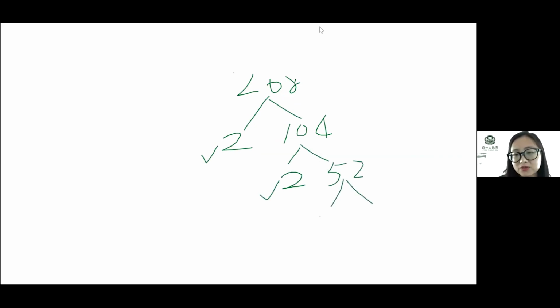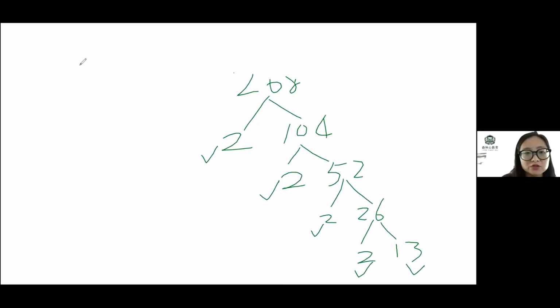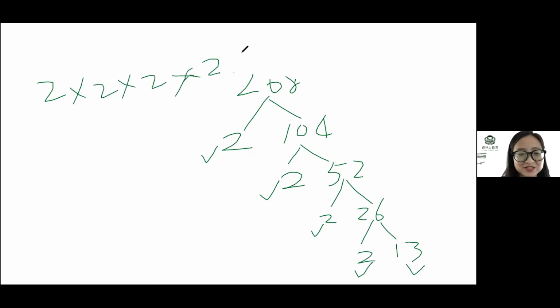That's 2 and 26. And 2 is a prime number. And 26 continues, that's 2 and 13. And 2 is prime, 13 is also prime. So it will be what? 2 times 2 times 2 times 2, therefore 1, 2, 3, 4. Oh my God. 2, and then 13.